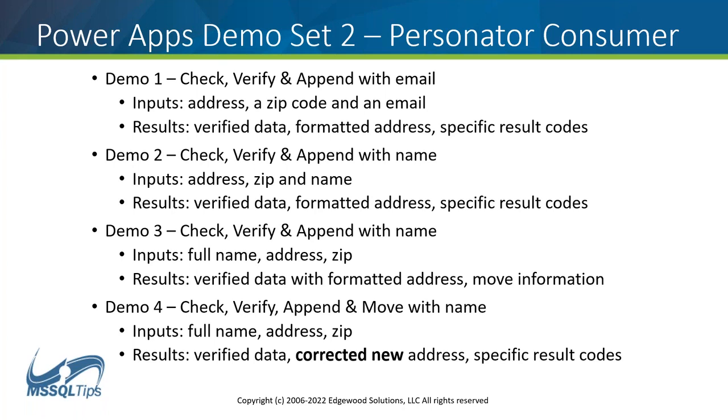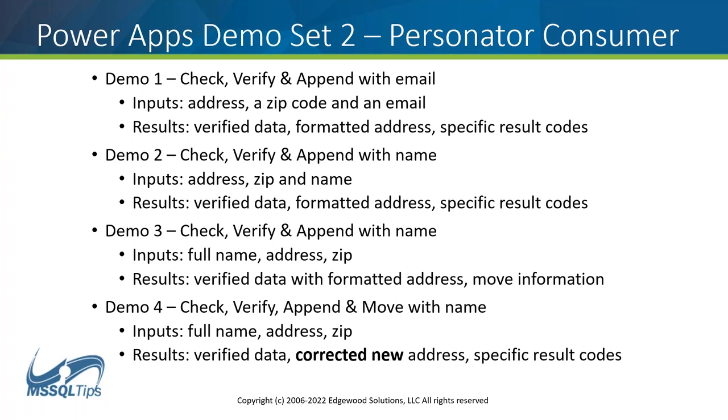But starting with demo 1, we're going to perform a check and verify and append with an email. So our inputs will be an address, a zip code, and an email, and we're going to get back the verified data, a formatted address, and specific result codes. In demo number 2, we will perform a check, verify, and append with a name this time. So the inputs will be an address, a zip code, and a name. The results will be the same, of course, relevant for the inputs we provided.